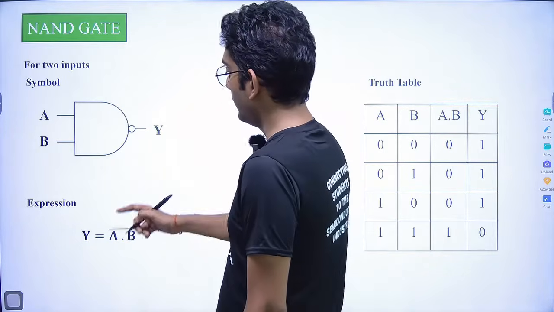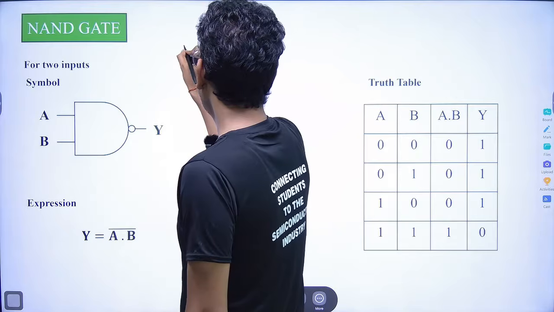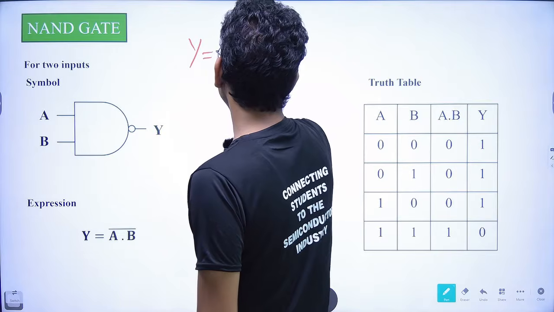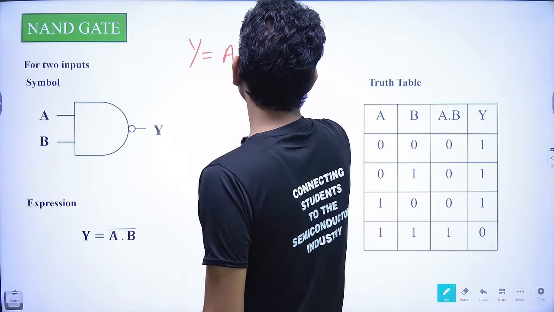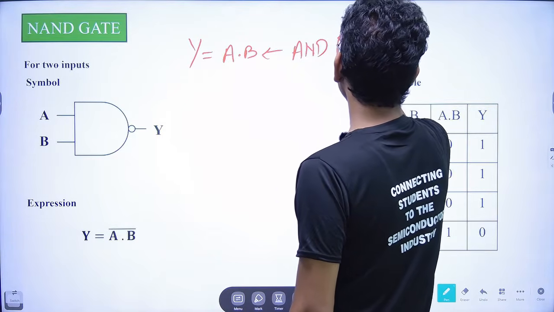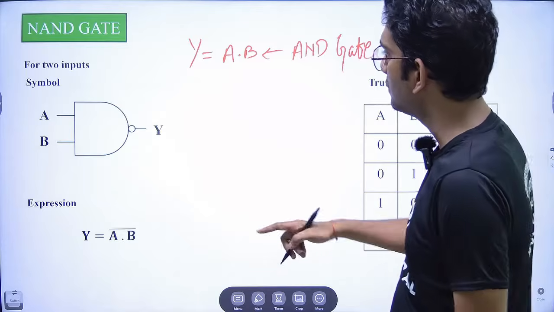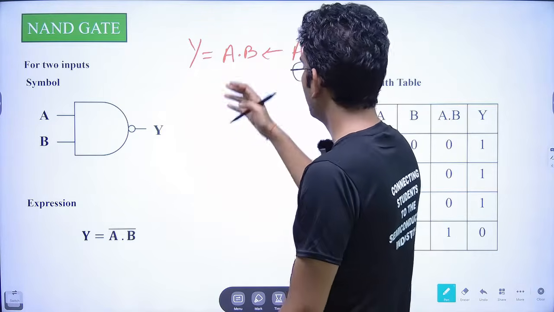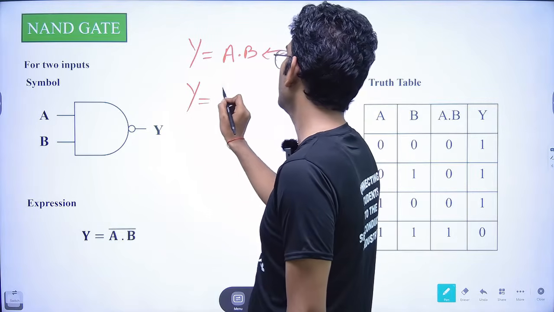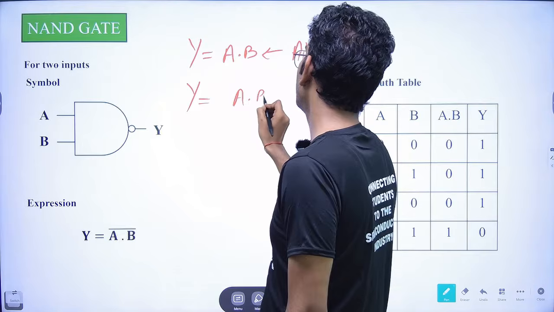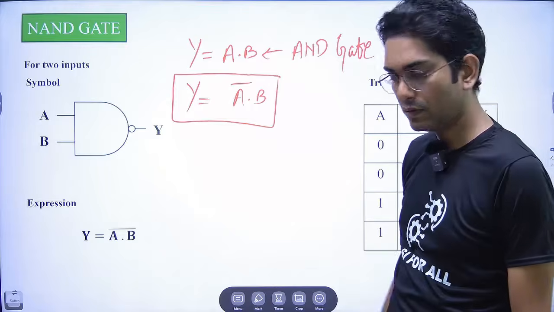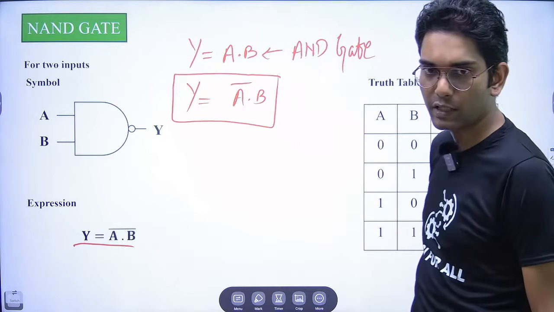The basic expression of the AND gate was Y is equal to A dot B. Fine. This was the expression of the AND gate. So what this NAND gate is doing is basically inverting this output. So what would be the expression of this NAND gate? It would be the complement of A dot B. So this is the basic expression of the NAND gate. It is also written here.